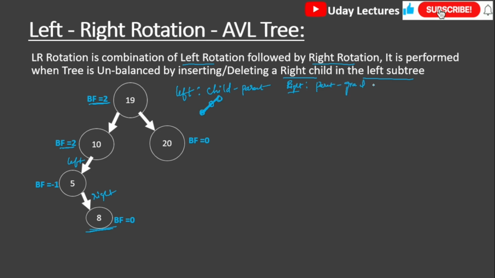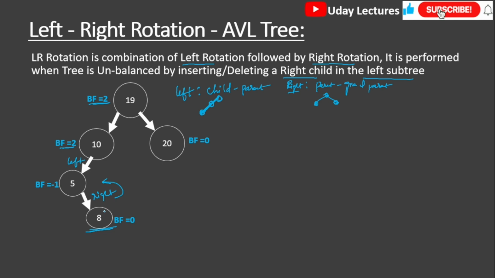This you remember. The left right rotation is a combination rotation where left rotation is performed first, followed by right rotation. The left rotation is performed between child node and parent node, and then followed by right rotation, which is performed between parent node and the grandparent node. So this is where the nodes will be like this, which is exactly the required position for the tree that we want.